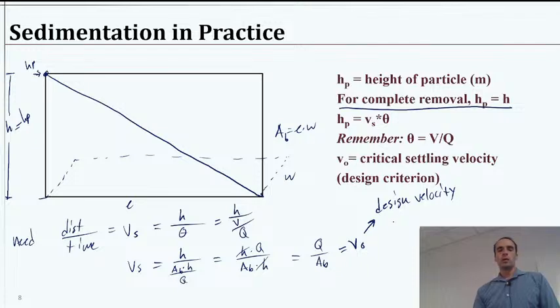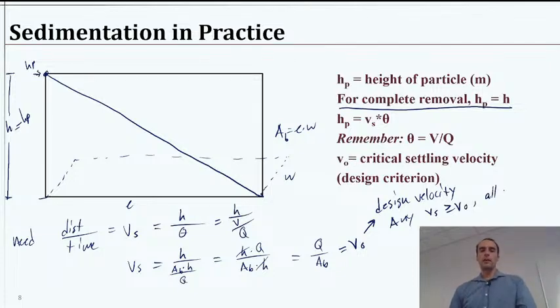So Vs can change, right? If we use a different particle, that's a new Vs. Any Vs that is greater than or equal to V naught, then all of those particles at that speed are removed.